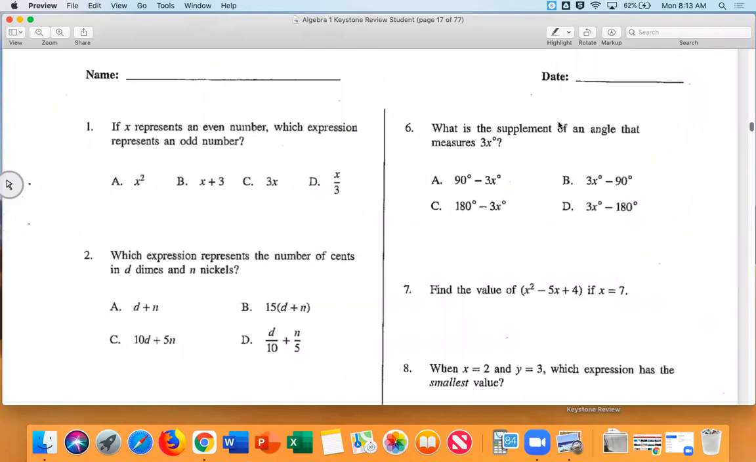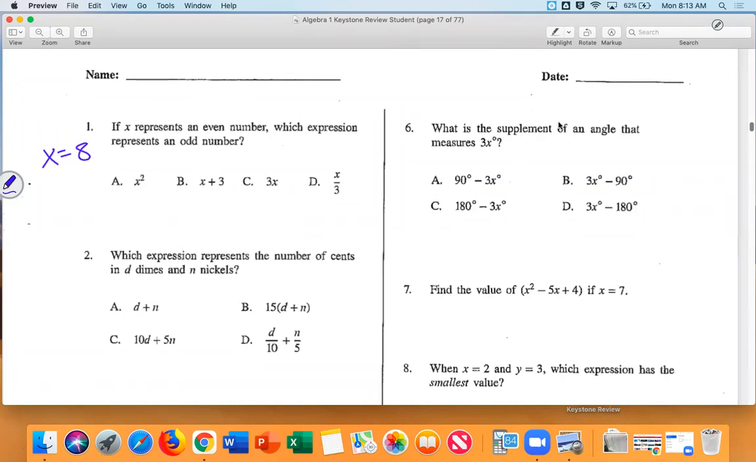If x represents an even number. Sophie, can you give me an example of a couple even numbers? All right, cool. Which expression represents an odd number? So, Sophie, I want you to pick your favorite even number, which is 8. So we're just going to say x equals 8. And I want to know which one of these will represent an odd number, okay?